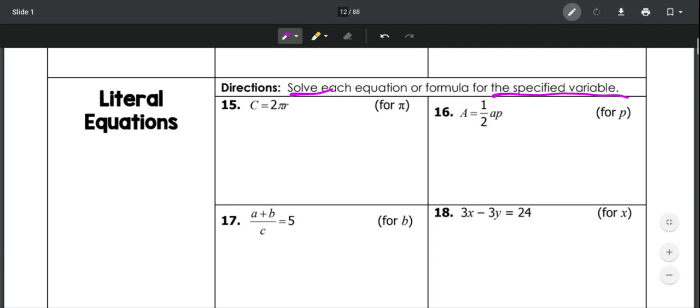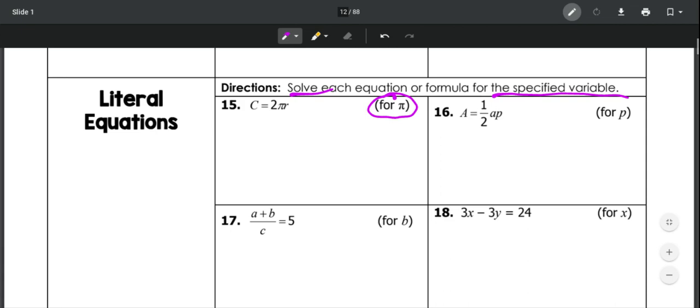So all we're doing is manipulating equations. So this right here is the formula for circumference, I believe. Yeah, that's the formula for circumference. It wants us to solve for pi, though. So all we're going to do is solve for pi. So we're going to do exactly what we've been doing, except where before we were isolating a variable, now we want to isolate pi. So we have C equals 2 pi r.